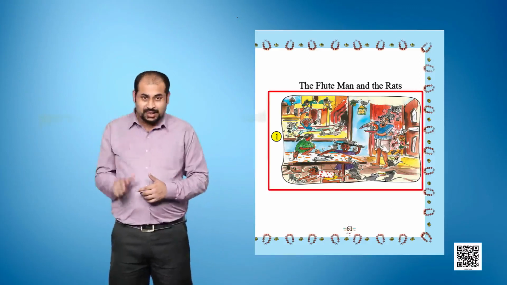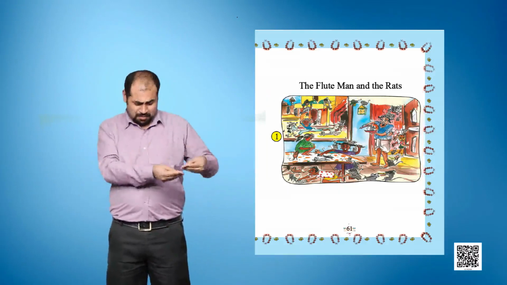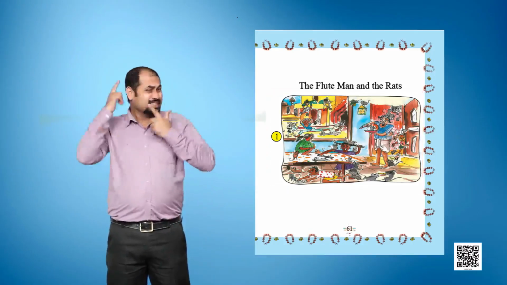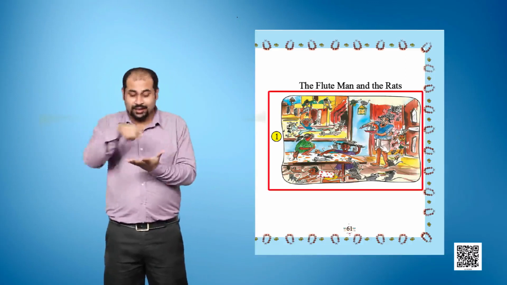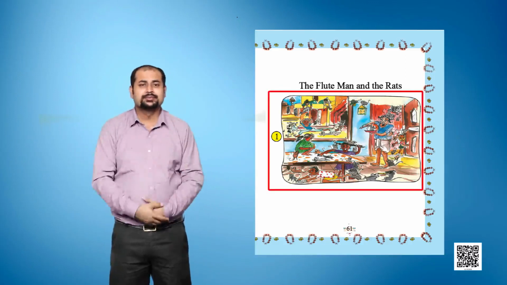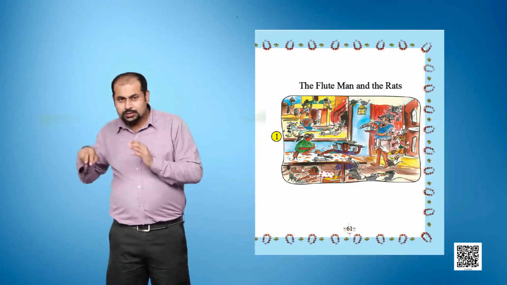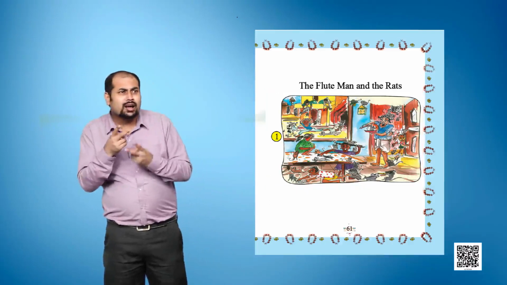A worried man is standing near the table with a plate in his hand and a rat sitting on the plate. And a little child standing at the entrance behind him, surrounded by rats.